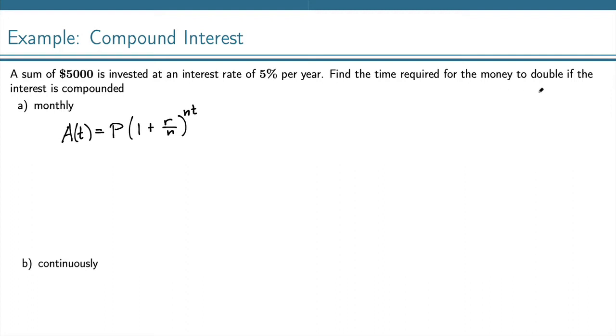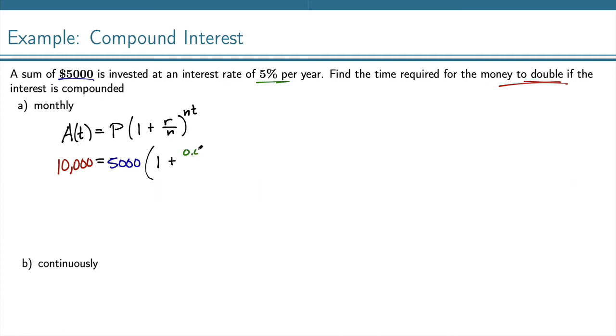First, we know we're trying to double the money here. So if we want it to double, that means that this A of t is $10,000. That's double what we started with of 5,000. P of course is our principal. That was just given to us in the problem, and then we have 1 plus r, where r is the interest rate, and that's given to us as 5% per year.